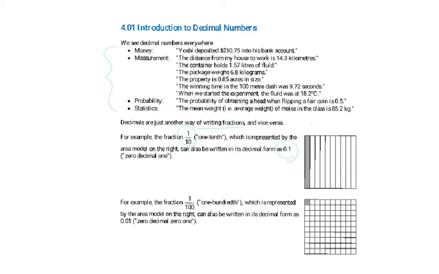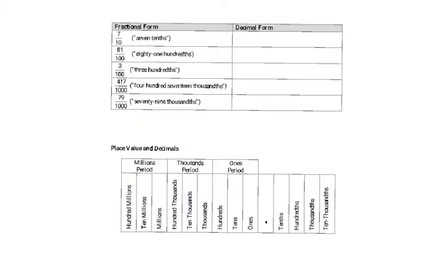The fraction 1/100th is the same as 0.01, so there's 2 decimal places when we're talking about 100ths. So in this form, we're going to look at a few fractions, and notice that the fractions with 10, 100, 1,000, 10,000, etc., those can be very quickly written into decimal form. So 7/10 is 0.7.